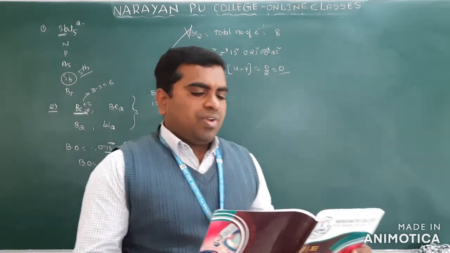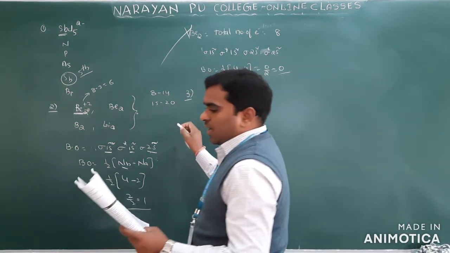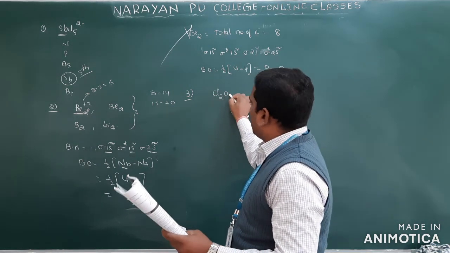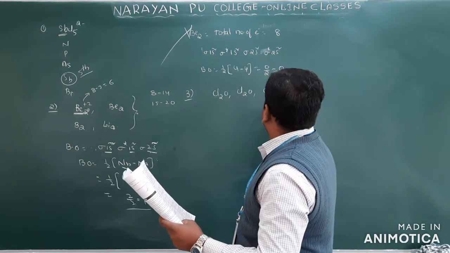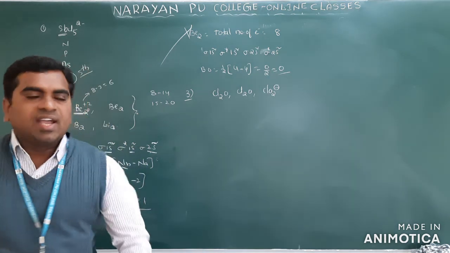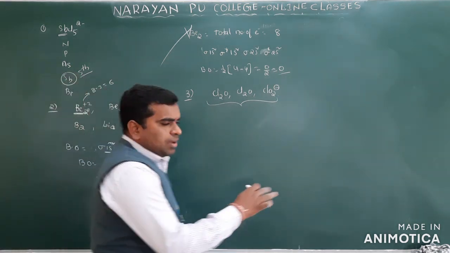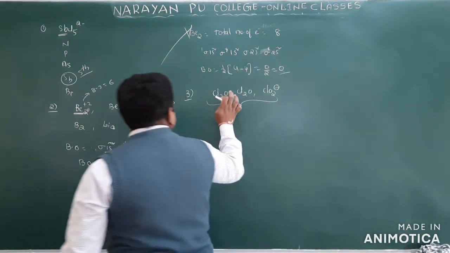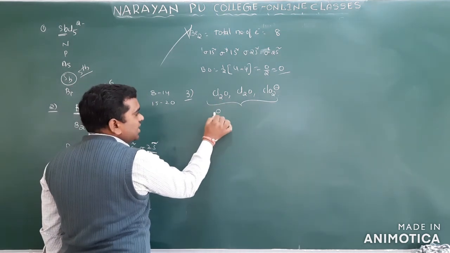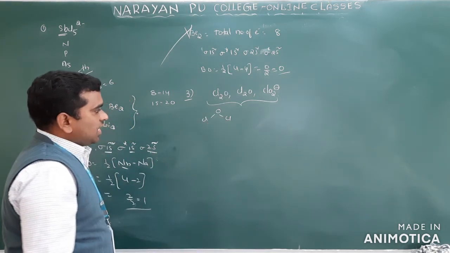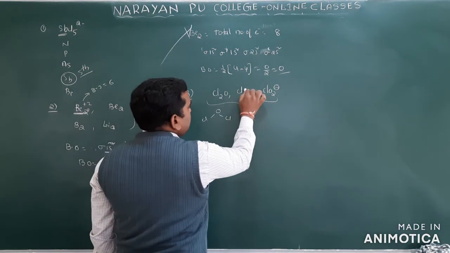The correct order of increasing bond angle in the following molecules. They have given 4 molecules here: Cl2O, and another Cl2O, and ClO2 minus. Again, this we will discuss in the second year when we cover halogens. But just now I am giving one simple example. If you take Cl2O, chlorine, oxygen and chlorine: this is Cl2O.